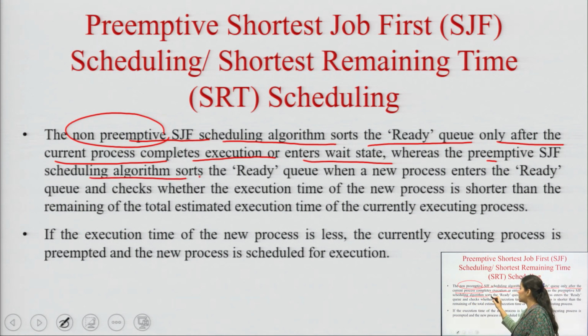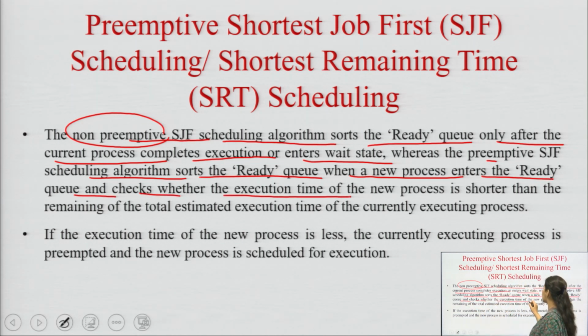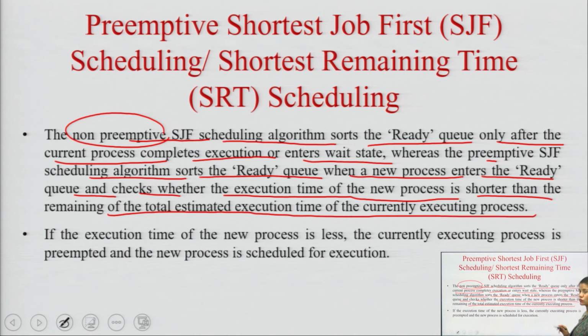the scheduling algorithm sorts the ready queue when a new process enters the ready queue and checks whether the execution time of the new process is shorter than the remaining of the total estimated execution time of the currently executing process. So, what is happening? Suppose some task is being executed and it has been selected from the queue itself, and now another new task has entered the queue, and the execution time of the new task is smaller than the remaining execution time of the already ongoing task.